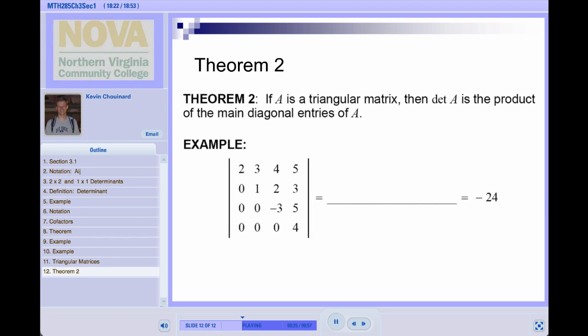For example, if we have this upper triangular matrix that's shown here, a 4 by 4 matrix, and we'd like to calculate the determinant of it, because it's an upper triangular matrix, all I have to do is multiply the entries on the main diagonal, which are 2, 1, negative 3, and 4. Multiply those 4 numbers together and we get negative 24, which is our determinant.